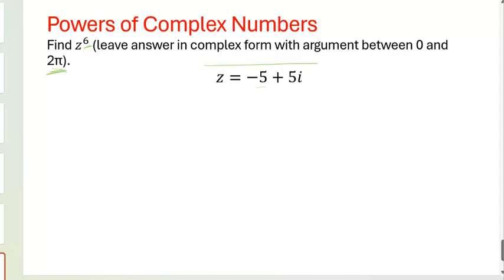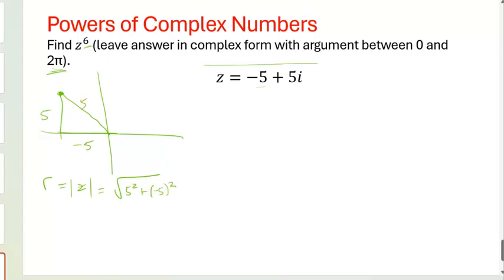If you can't do it in your head, that's okay. Just draw a quick picture. Back 5, up 5. And then if you want Pythagorean theorem, you could find r, which we're also calling mod z. Either one of those is okay. You could do Pythagorean theorem.